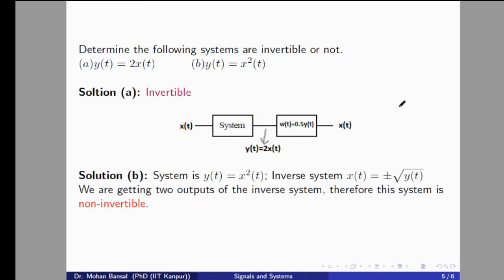Now we come to the second. y(t) is x squared t, whose inverse system will be plus or minus the square root of y(t). So here we are getting two values. One is plus the square root of y(t), the second is minus the square root of y(t). So we are not getting a unique output value. We are getting two outputs from the inverse system. Therefore, the system is non-invertible. We should get one output from one input, but here we are getting two outputs from the inverse system.